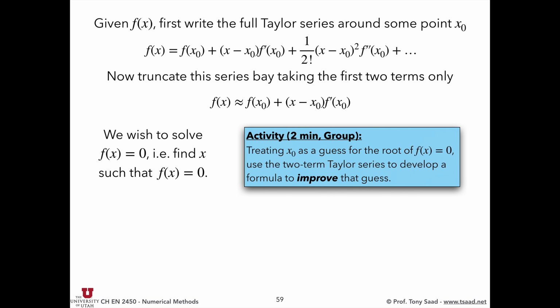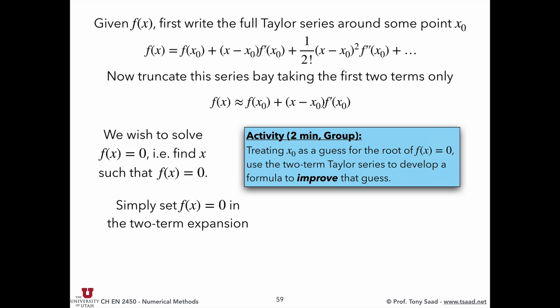If you treat x naught as a guess for the root of f of x equals 0, use this two-term Taylor series to develop a formula to improve that guess. Pause the video, take a couple of minutes, and see what you can come up with.